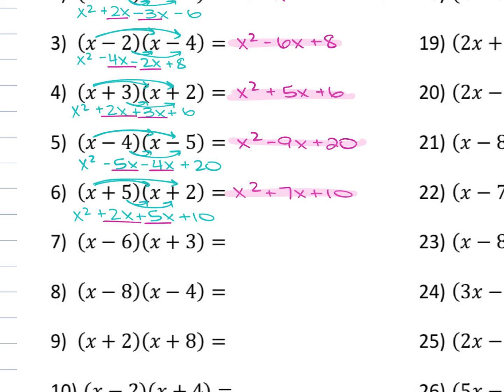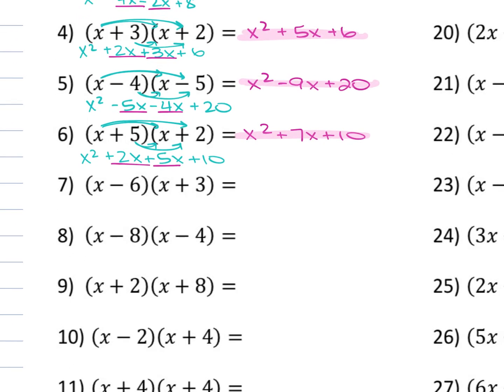Number 7, you have x minus 6 times x plus 3. So x times x is x squared. x times 3 is positive 3x. Negative 6 times x is negative 6x. And negative 6 times 3 is negative 18. So combining your like terms gives you x squared minus 3x minus 18.